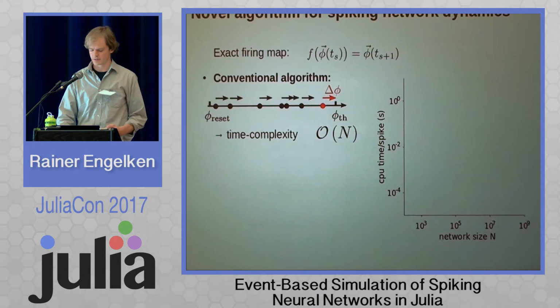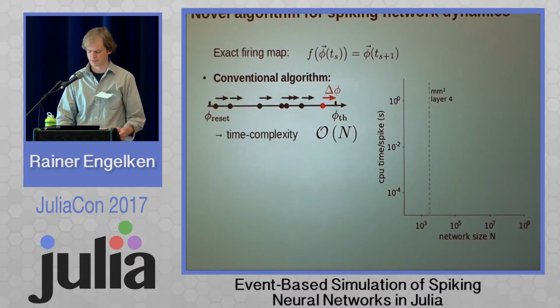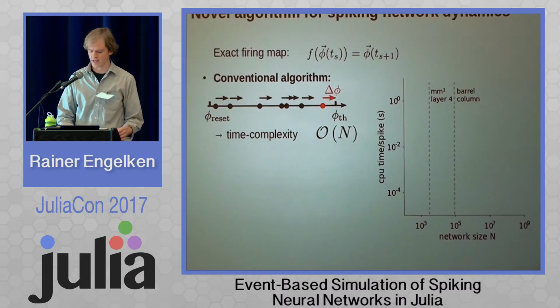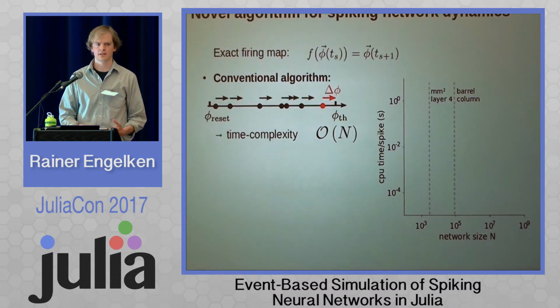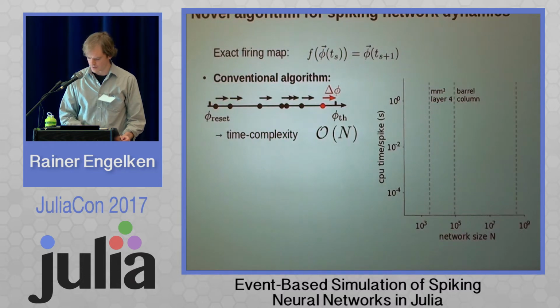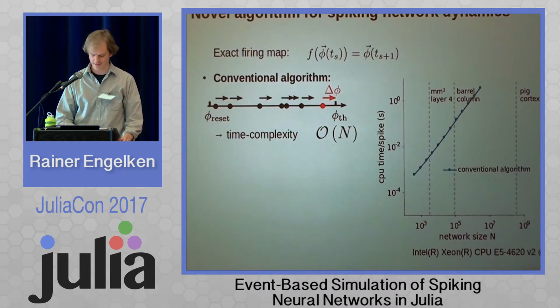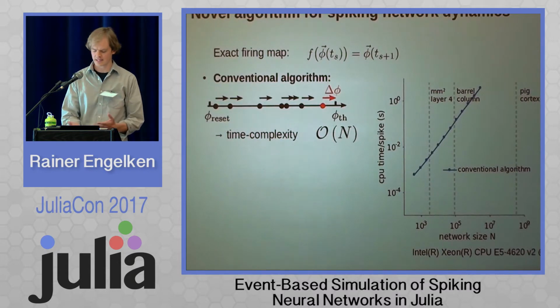And so to measure this, here is the CPU time per network spike as a function of network size. This is 1 square millimeter of layer 4 cortex. Just to give you an idea of sizes in the brain, this is a barrel column that's a functional unit of a rodent. And here, this is the number of people who attended Donald Trump's inauguration. No, sorry, it's a cortex of a large mammal. And so this conventional algorithm scales linearly. So that's, of course, not good if you want to run very large network simulations.